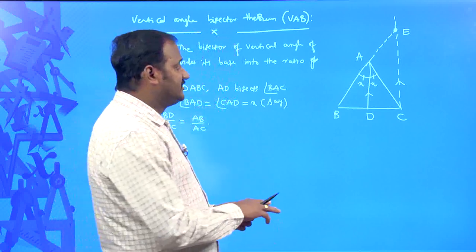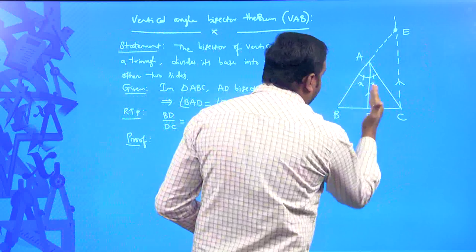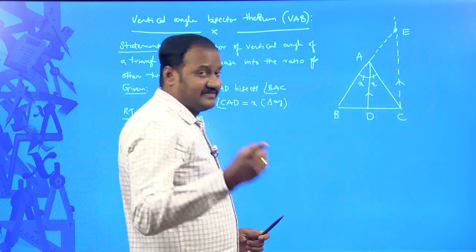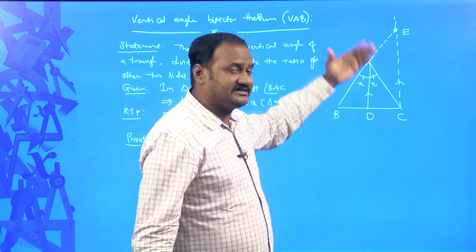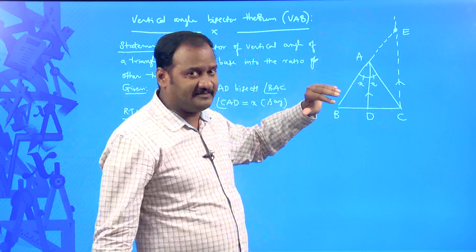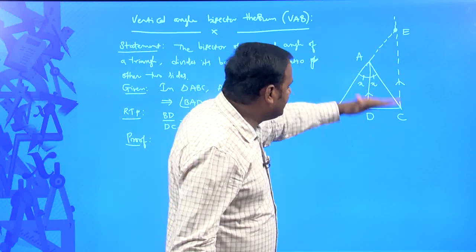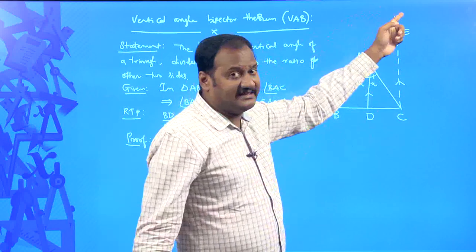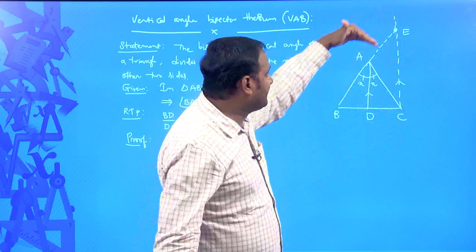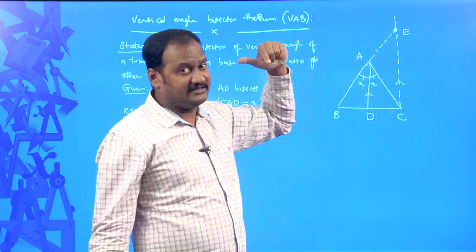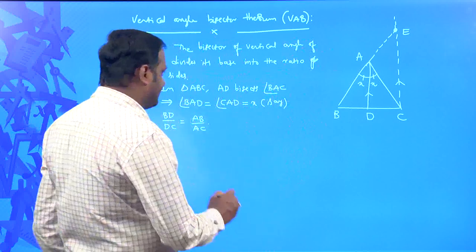See, when you observe, consider CE as the base and AD is the line parallel to the base, which means if a line is drawn parallel to one side of a triangle, then it divides the other two sides in the same ratio, according to the basic proportionality theorem. So how does this AD divide the other two sides BC and BE? BD by DC is equal to BA by AE. That is according to the basic proportionality theorem. That is what I am going to mention here.